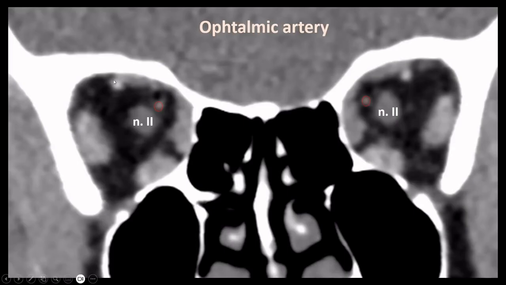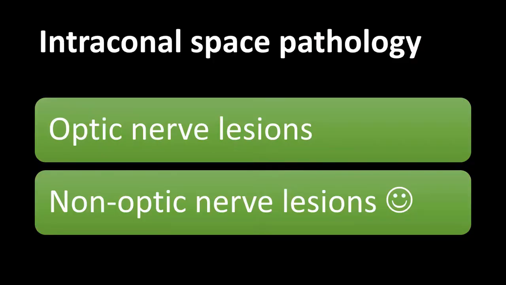And over here we have the superior ophthalmic vein, and the superior ophthalmic vein is located generally superolaterally in the intraconal compartment and enters the orbit through the superior orbital fissure. Now let's talk about intraconal space pathology.